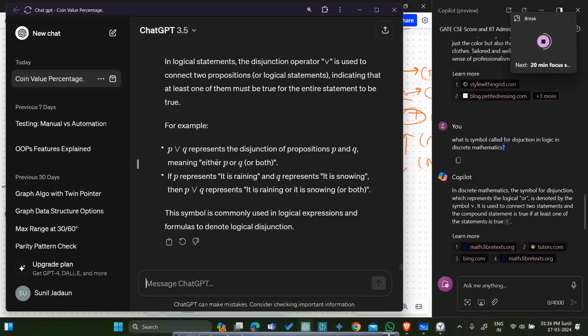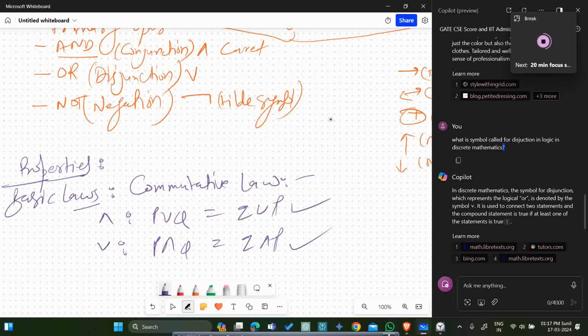P represents the proposition, P and Q. P represents it is raining and Q represents... So there is no particular name for this. So sorry guys.